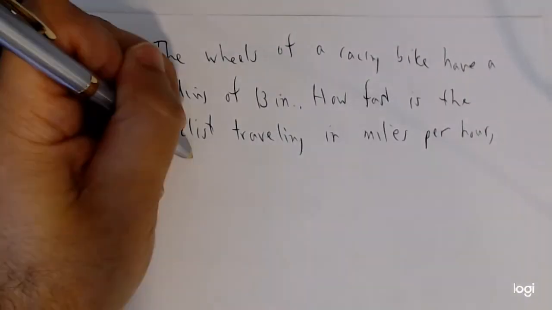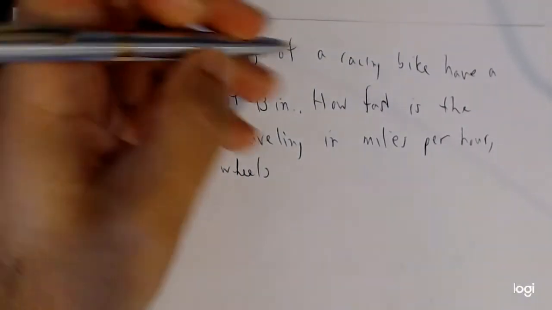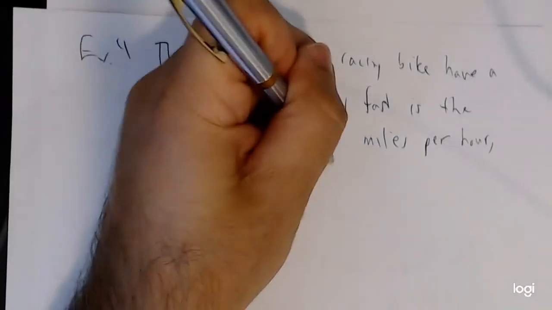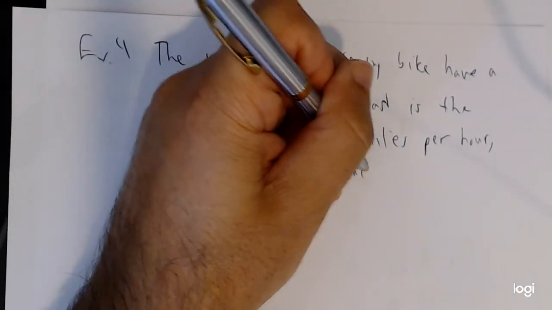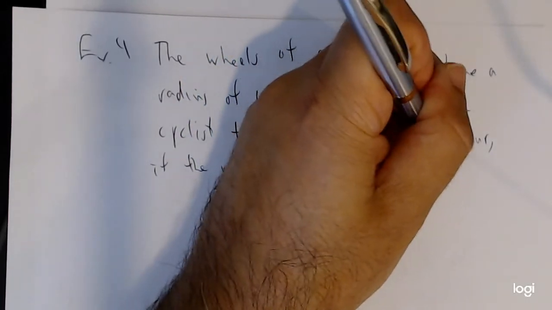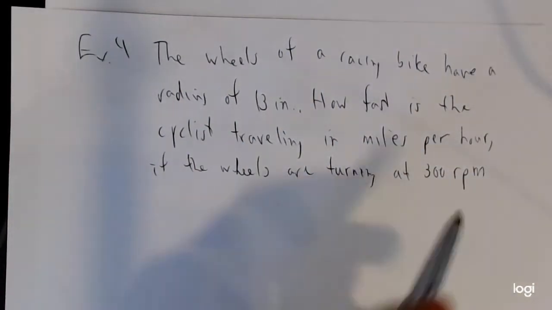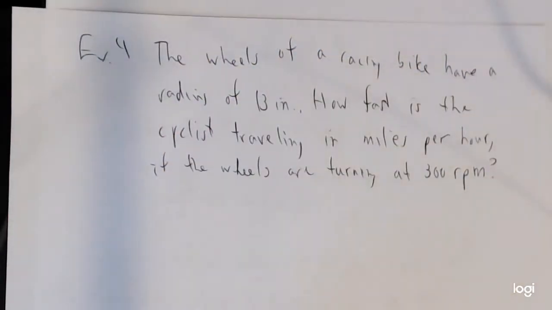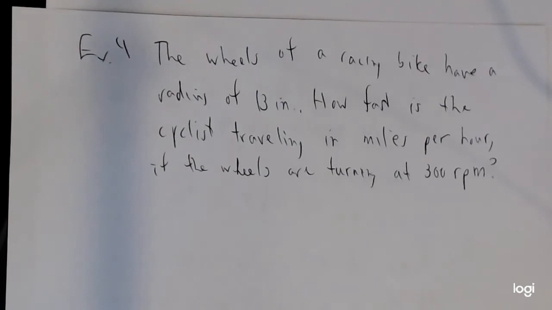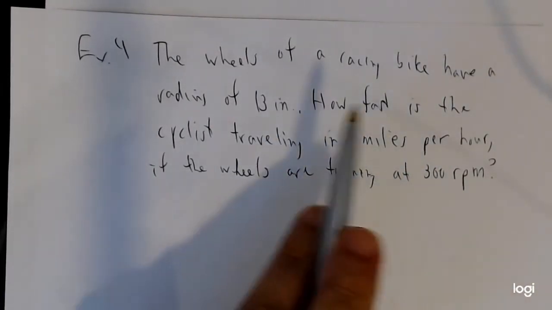If the wheels are turning at 300 rotations or revolutions per minute. Okay, so we have to be careful with this now. See, revolutions per minute, this is telling us how fast the tire is turning, right?